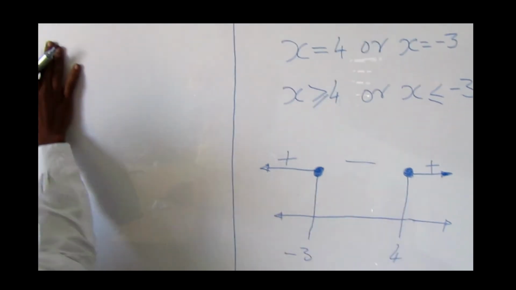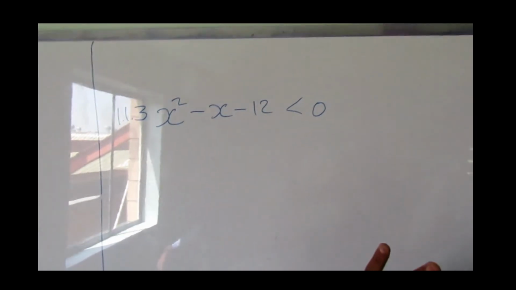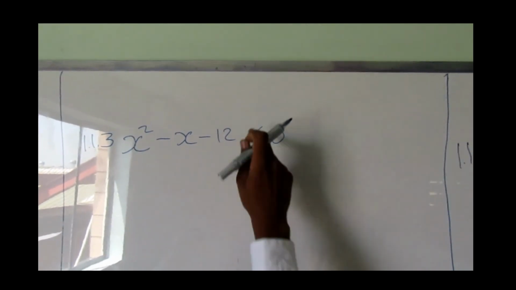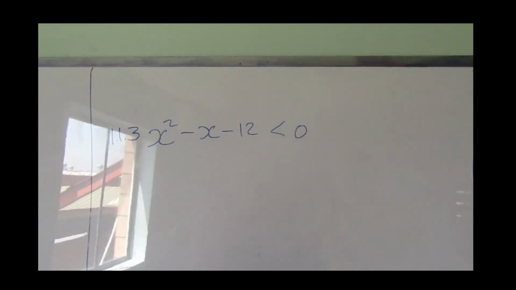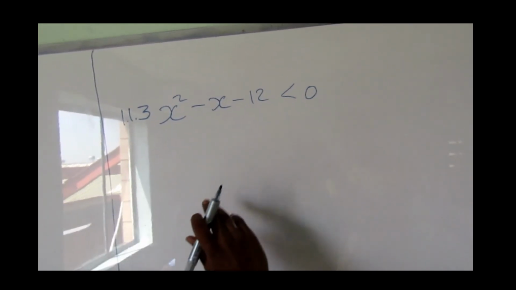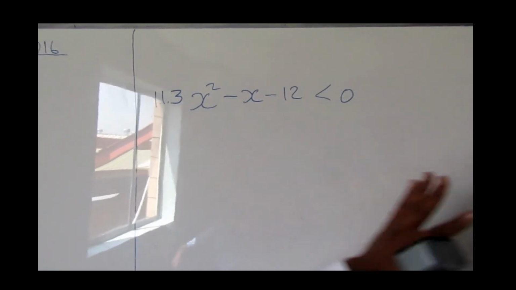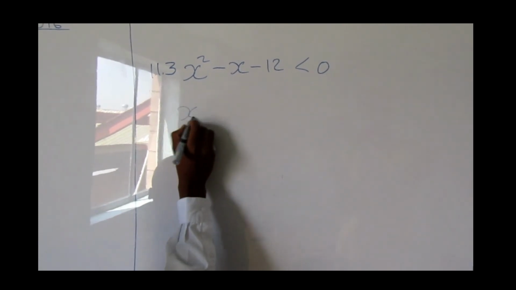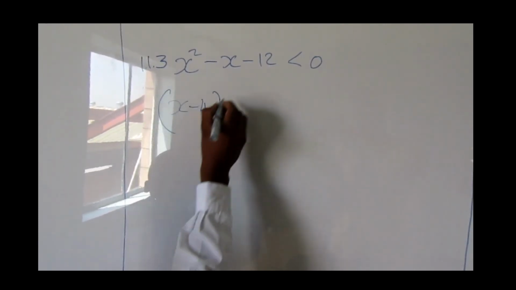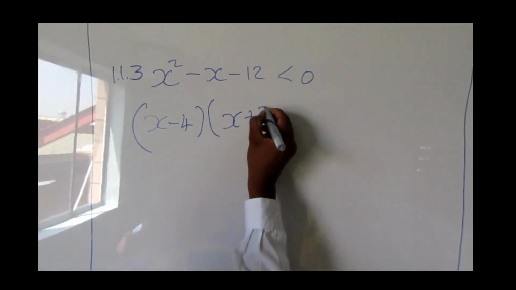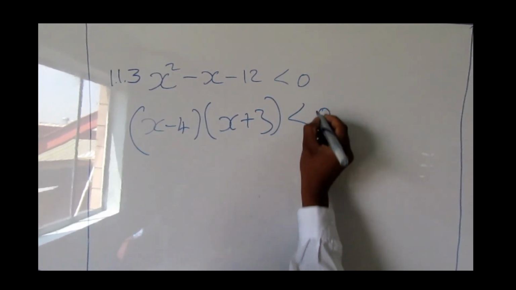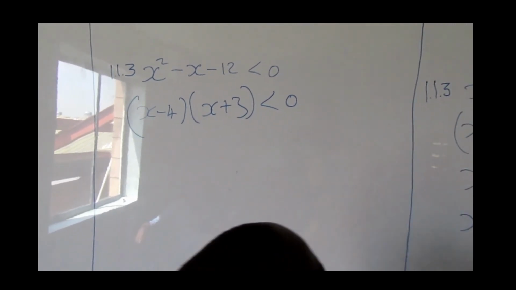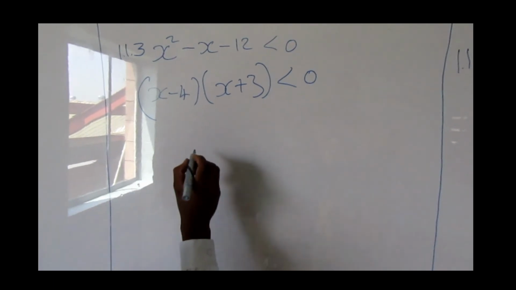Then we come to this one. This one is the same as that one, but here we have less. Our inequality is less than 0, of which our first step is to factorize again, as we have seen. It's the same as this one here. We are going to take it from there and say x minus 4, x plus 3 less than 0. But when we arrive here, we don't have to do these. We just say x.